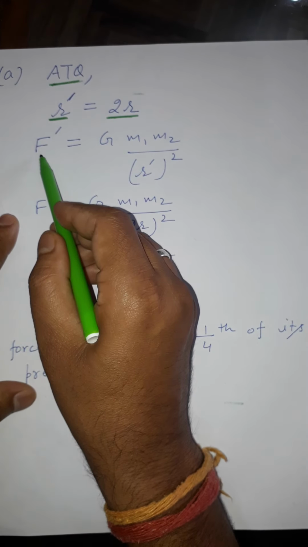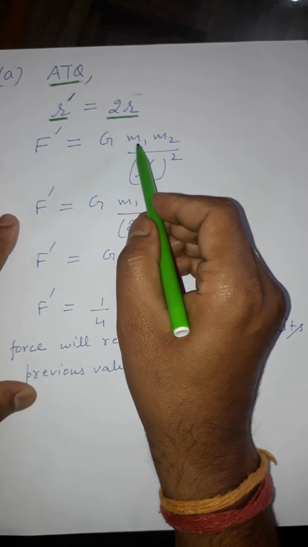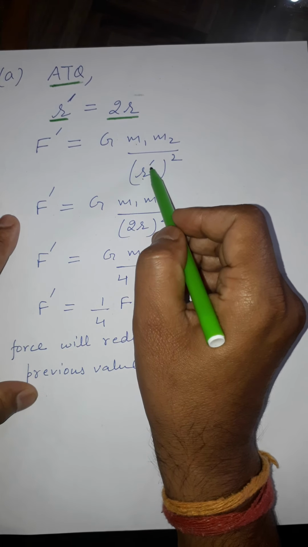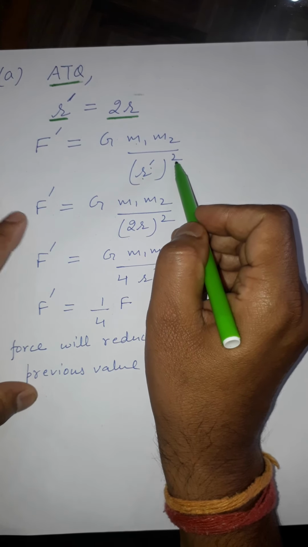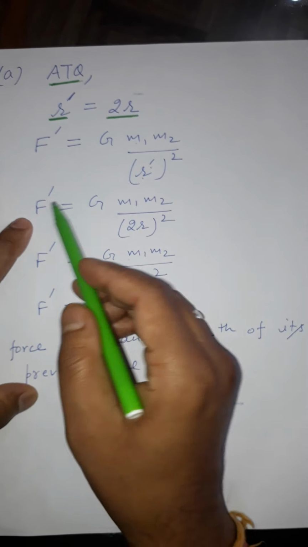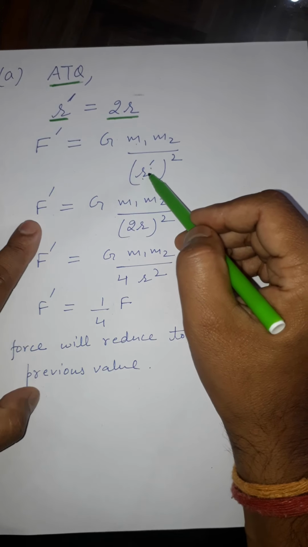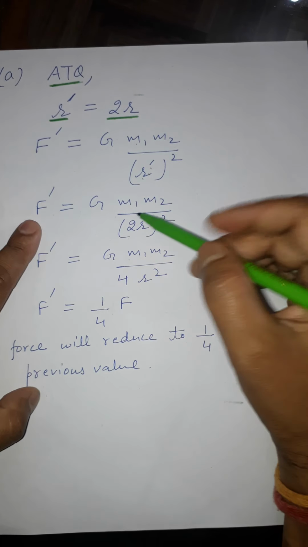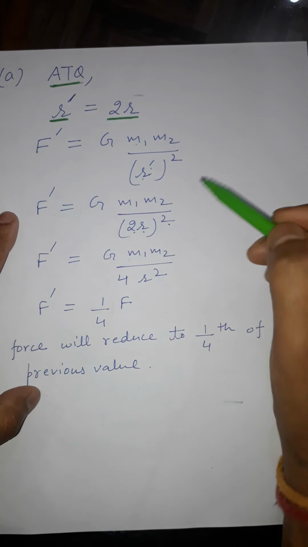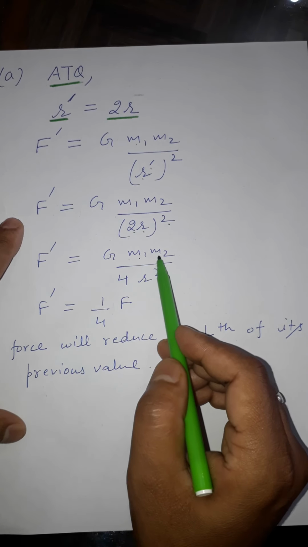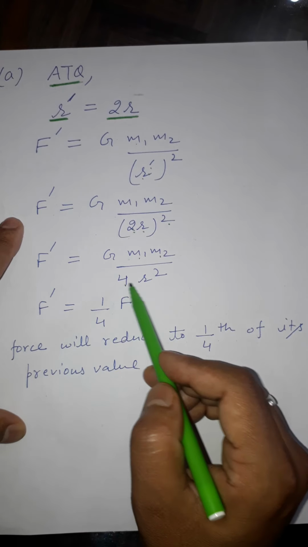So new force F dash is equal to G. There is no change in masses m1 m2, and now the new distance is r dash, so r dash square. Just use the value of r dash here. F dash is equal to G m1 m2, and in place of r dash, we have 2r, so 2r square. On solving it, F dash is equal to G m1 m2 over 4r square.